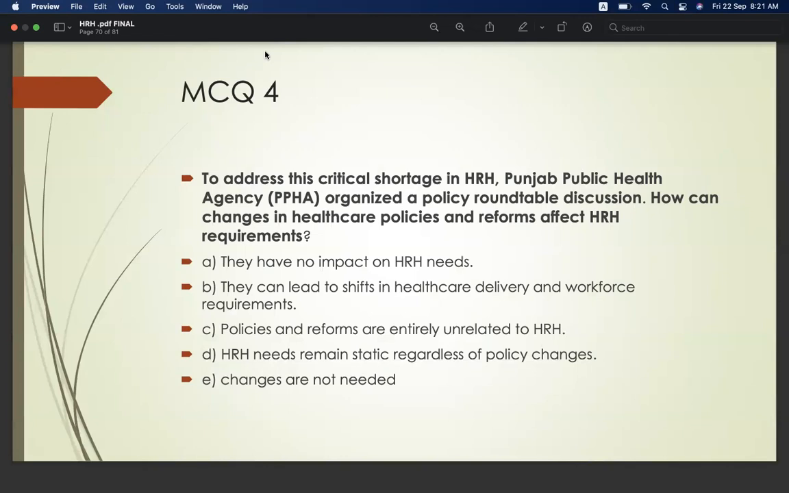Number 4: to address the critical shortage in HRH, Punjab Public Health Agency (PPHA) organized a policy roundtable discussion. How can challenges in the healthcare policies and reforms affect HRH requirements? A, they have no impact. B, they can lead to shifts in healthcare delivery and workforce requirements. C, policy and reforms are entirely unrelated. D, HRH needs remain static regardless of policy changes. E, changes are not needed. Anyone? The answer is B.